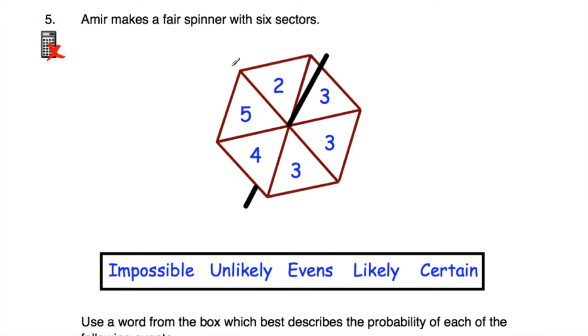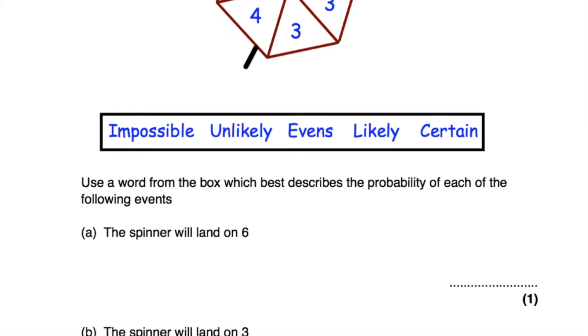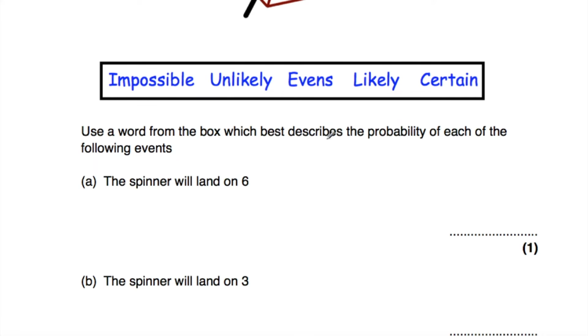Okay, let's look at our next question, question number 5. So question number 5 says a mirror makes a fair spinner with 6 sections. So it's got the spinner, it's got 6 sections and they're labelled 2, 3, 3, 3, 4 and 5. And then we've got this box with some words: impossible, unlikely, evens, likely and certain. And then we've been asked to choose a word from the box to best describe the probability of each of the following. So part A, the spinner will land on a 6.